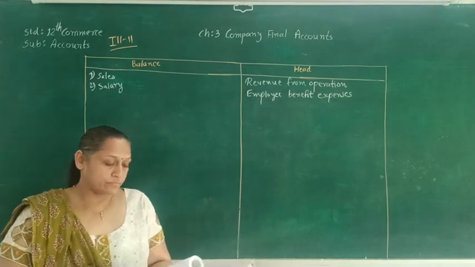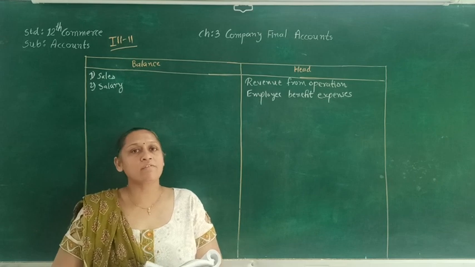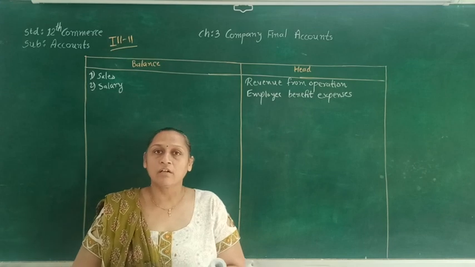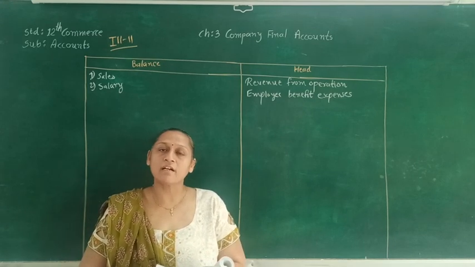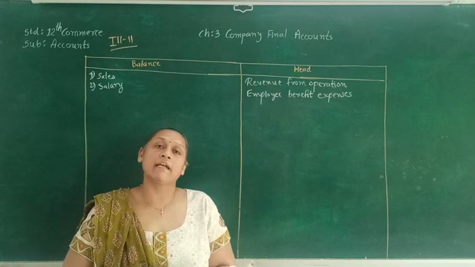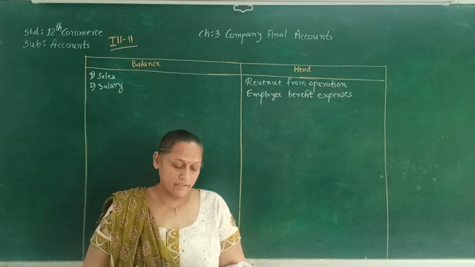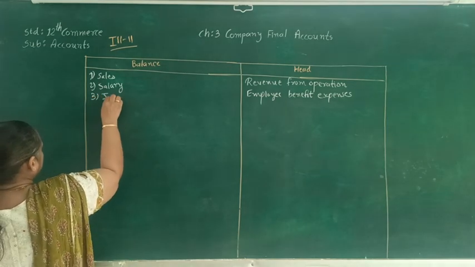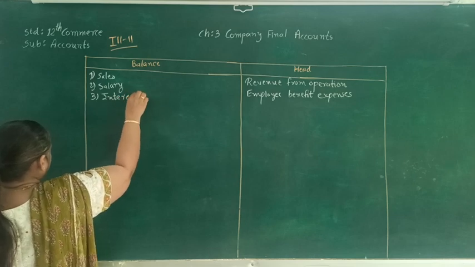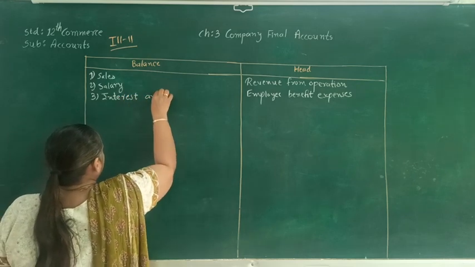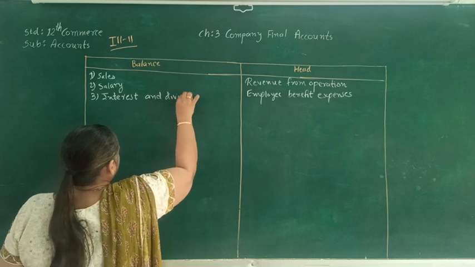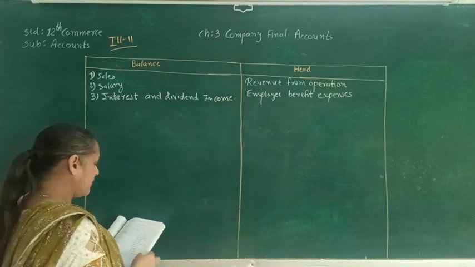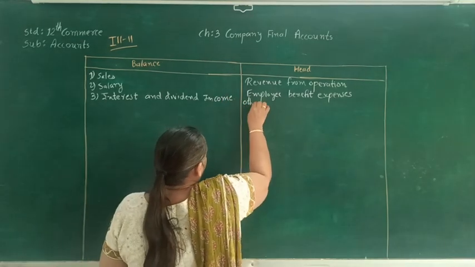The third one is interest and dividend received. As we know, interest and dividend income is not income from operations. So it is other income that the business is getting, and it will fall under the head other income.